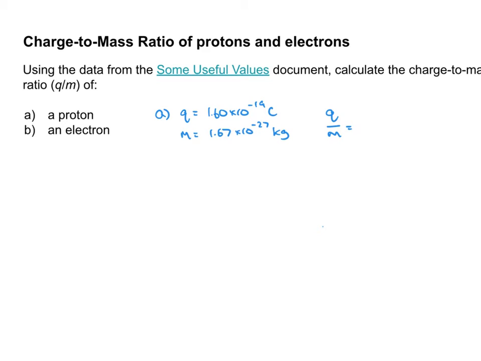And let me see. So it'll be 9.58 times 10 to the exponent of 7. The units would be the units of charge divided by the units of mass. So this would be coulombs per kilogram.